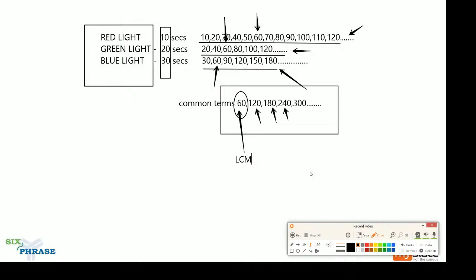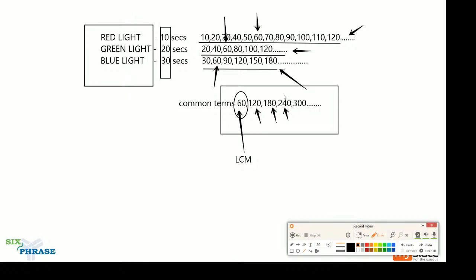Now, one other thing that I want you guys to observe here is, just look at the difference between this 60, guys. Just look at the difference between this and this. What is the difference? It is 60. Yes, correct. So similarly, look at the difference between this and this. What is the difference? It is 60. Again, look at the difference between this and this. The difference is 60.